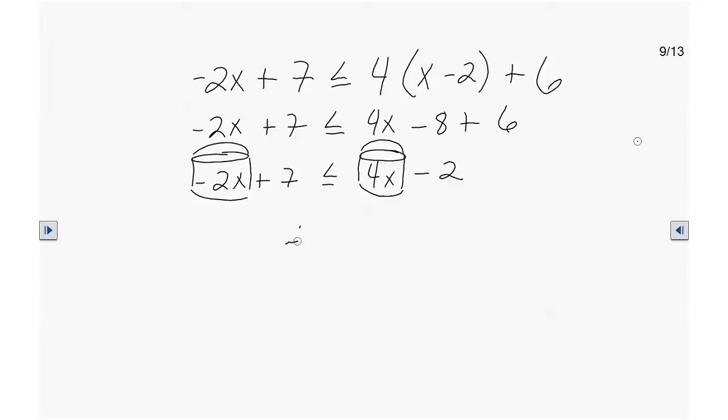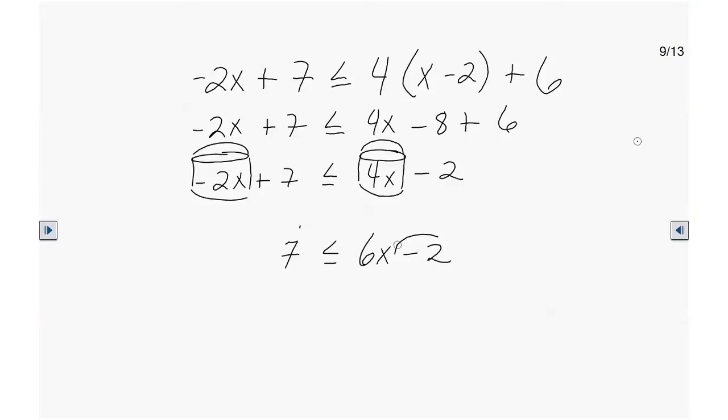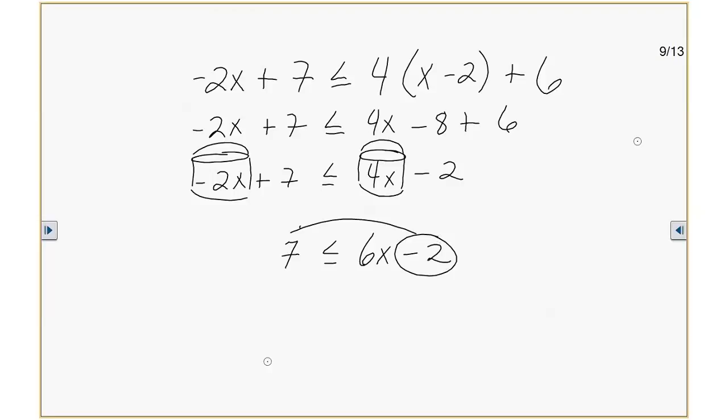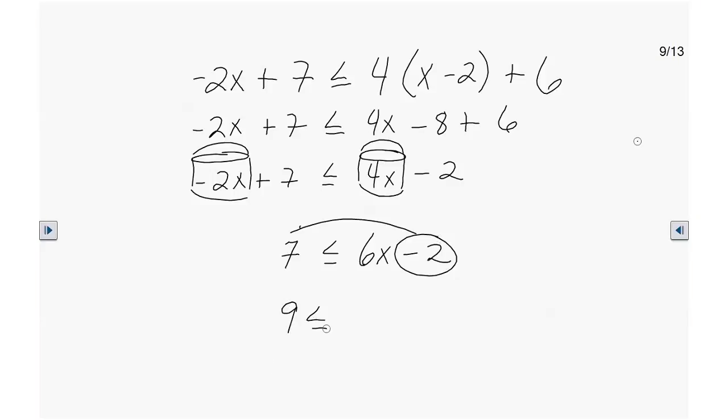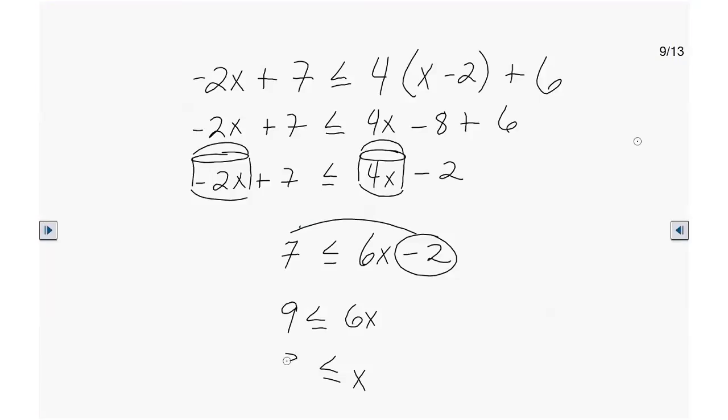And that becomes 7 less than or equal to 4x plus 2x, which is what? 6x minus 2. Bring the 2 across the river. It becomes 9. 9 over 6 comes down to what? 3/2. Somebody check my math.